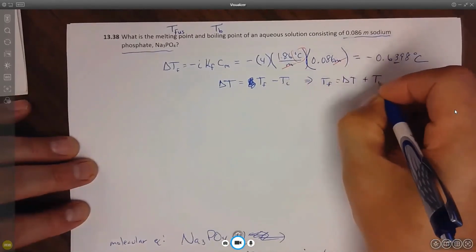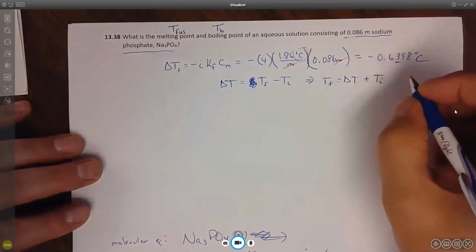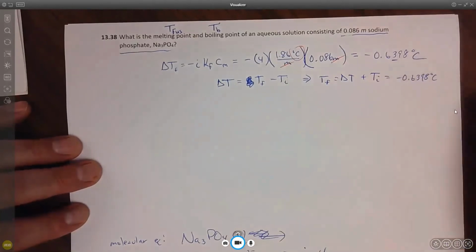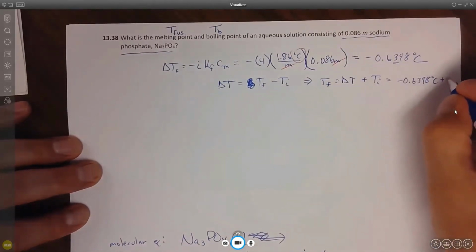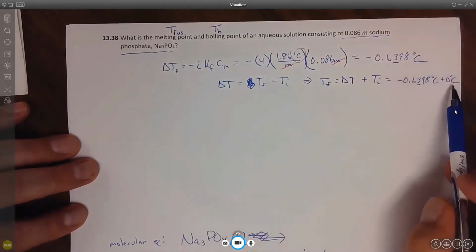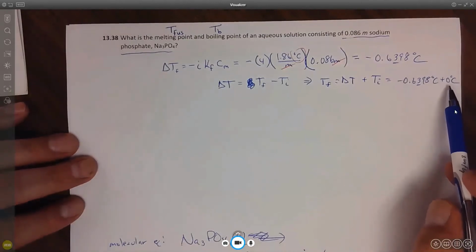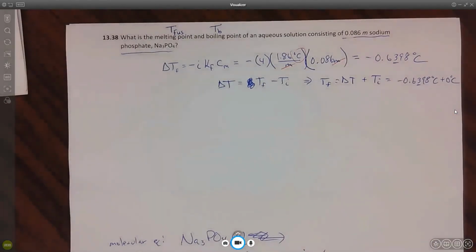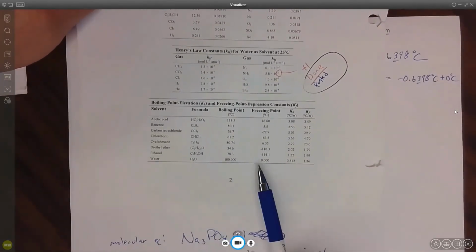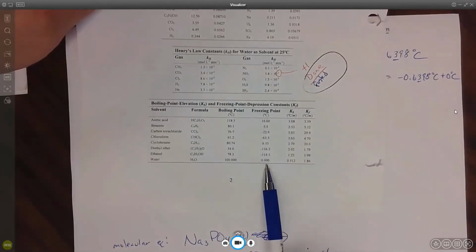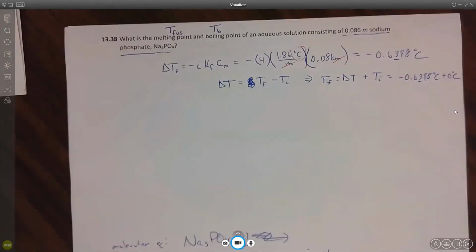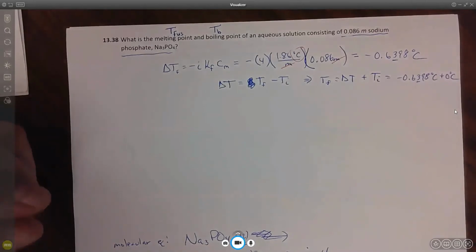Now we're going to add Ti to both sides. And so that's just equal to our negative 0.638 degrees Celsius, plus the regular melting point, which is 0 degrees Celsius. We're going to consider this to be exact for water, but I listed it in that table. If you look at the table, I also list the boiling point and freezing point. You'll notice I listed it as 0.000. So that would be 3 sig figs, right? Because zeros past the decimal point are always going to be significant.